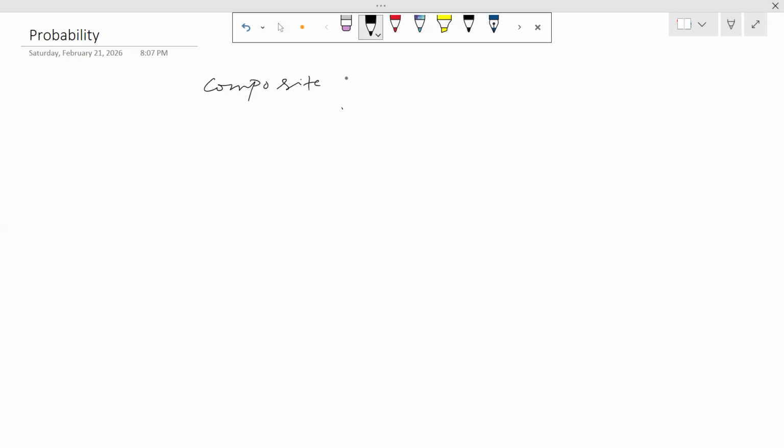Okay, so today we'll discuss composite events. So suppose for example, if you will toss two coins, sample space S will be HH, HT, then TH, then TT, right?